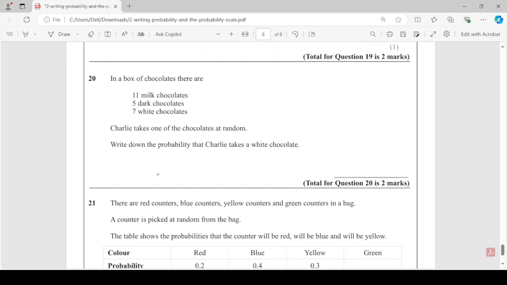Question number 20. In a box of chocolates, there are 11 milk chocolates, 5 dark chocolates, and 7 white chocolates. Charlie takes one of the chocolates at random. Write down the probability that Charlie takes a white chocolate. There are 7 white chocolates, and the total number of chocolates is 11 plus 5 plus 7. Now 11 plus 5 is 16. 16 plus 7 is 23.